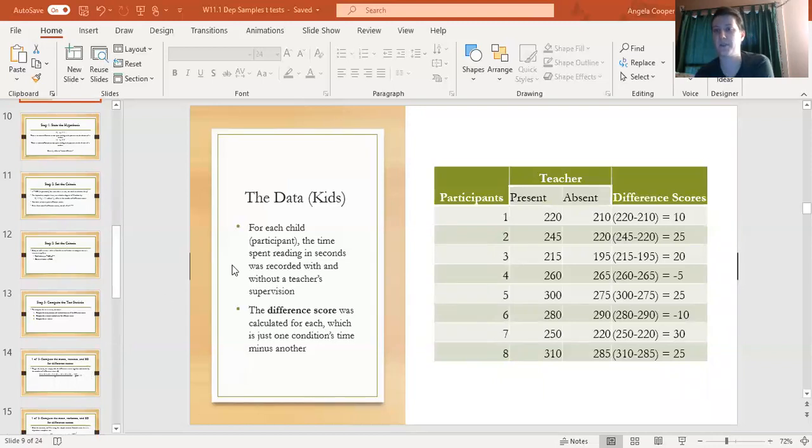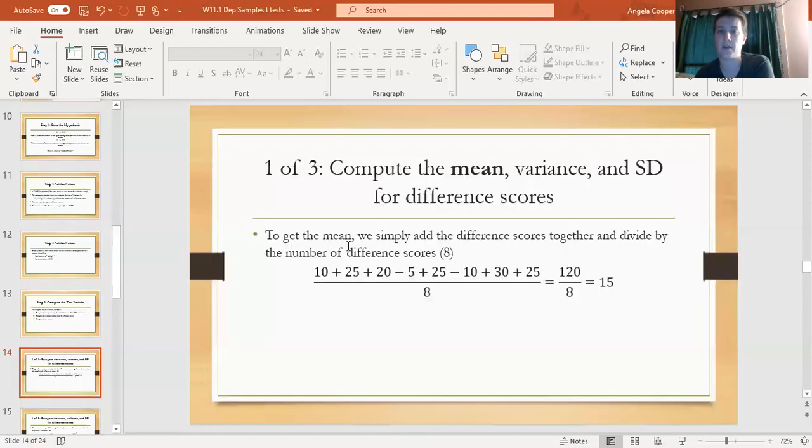Those same numbers in our difference scores in that far right column are the same numbers we're using to calculate the mean, variance, and standard deviation. So again, for mean, we know how to do that. Mean is not going to change regardless of how you slice it, whether you're dealing with a population or a sample, a t-test, a z-test, an ANOVA, etc. Mean is mean.